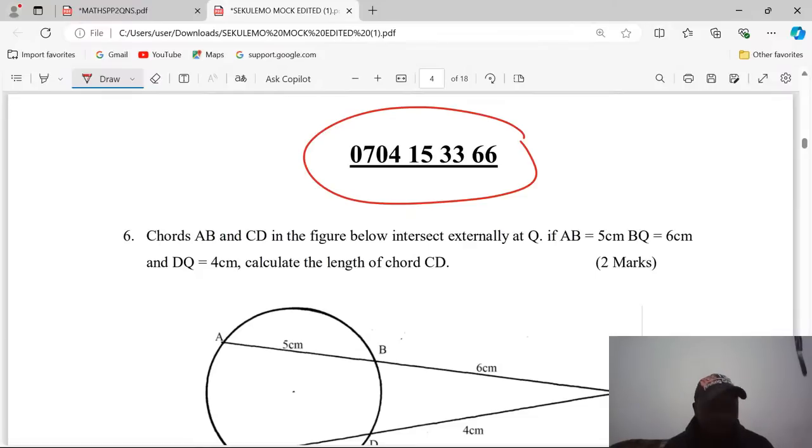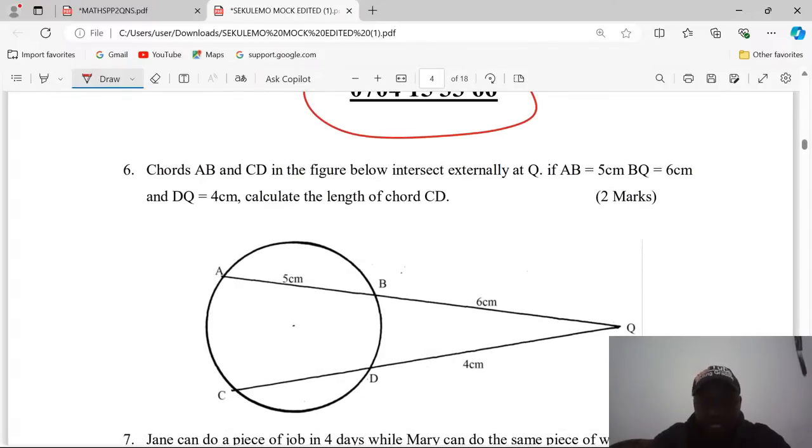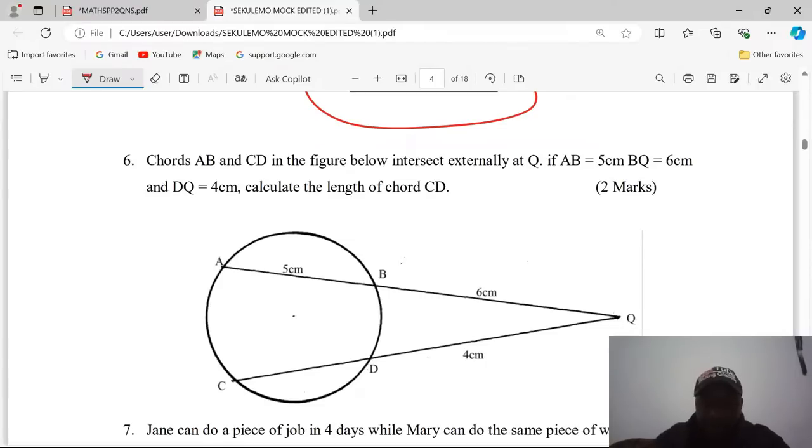We are continuing. We look at number 6, which is a question on intersecting chords. Chords AB and CD in the figure below intersect externally at Q, just as you can see. Somebody tells us that AB equals 5, BQ equals 6, then DQ equals 4. Calculate the length of chord CD.